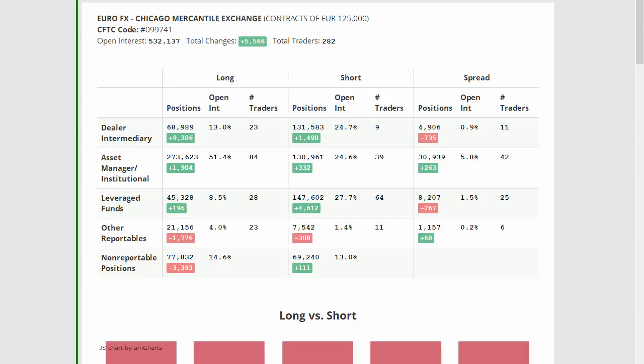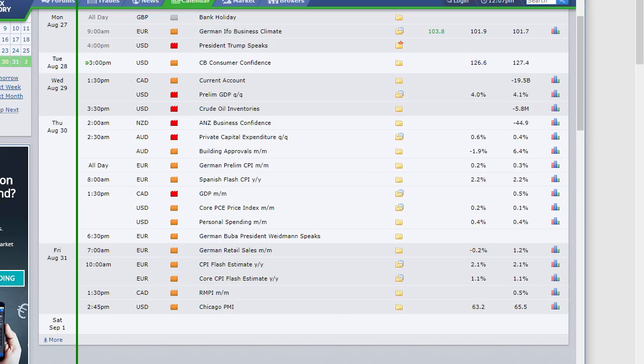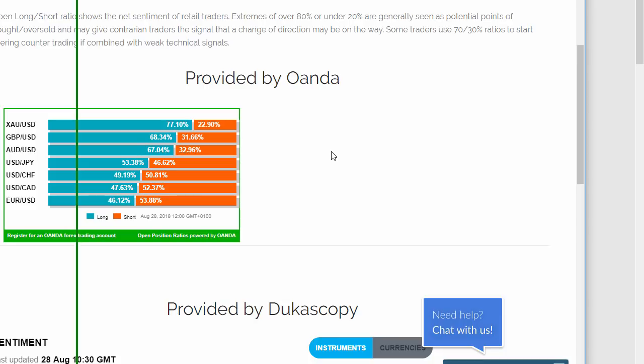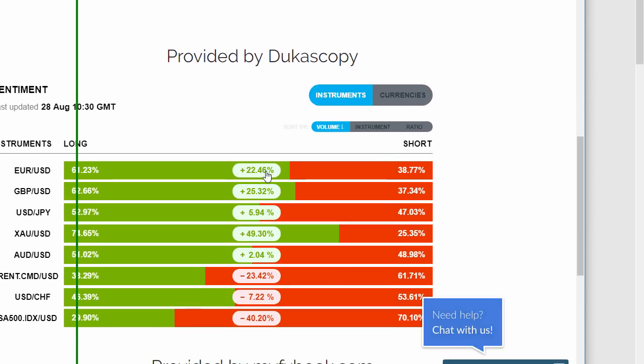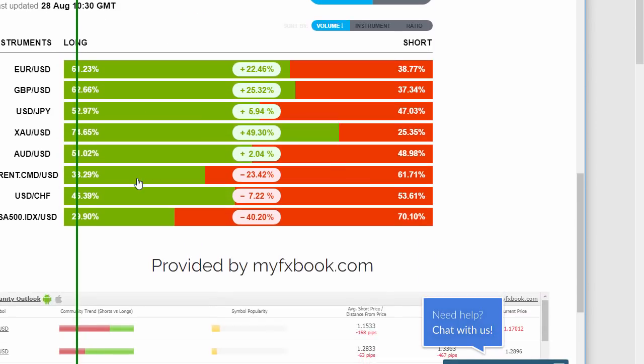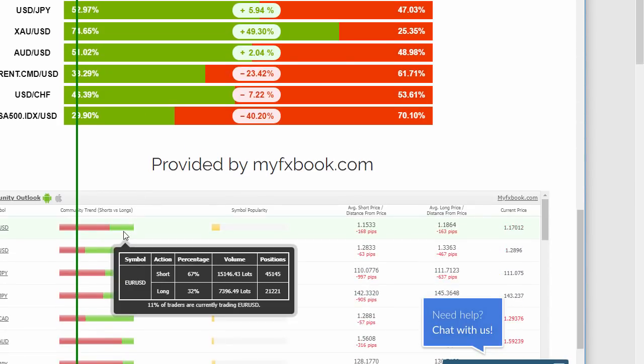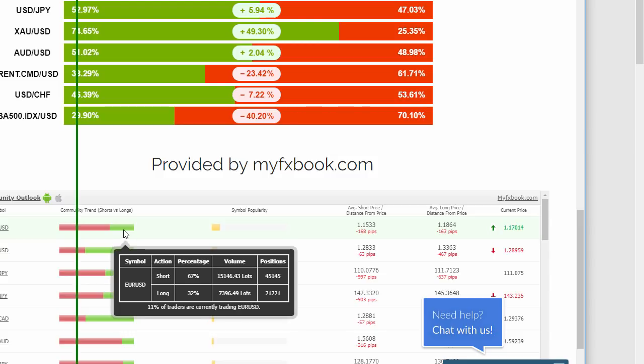Funny enough, the retail money, if I can bring this back in, I've got the retail sentiment sitting here, and the retail on the euro dollar is, I don't know, 53. I was actually looking at it earlier on. Yeah, I was looking at some other providers here. Euro dollar around about 60%, 61%. And just check on this one as well. It's pushed up on the live open positions on my FX book there. That's 11% of traders are trading it, and it's pushed up to about 67% on the short side now.